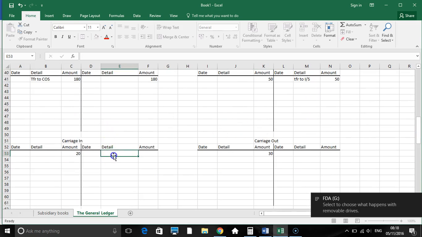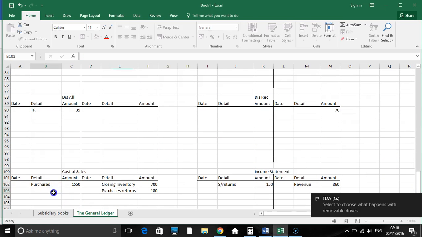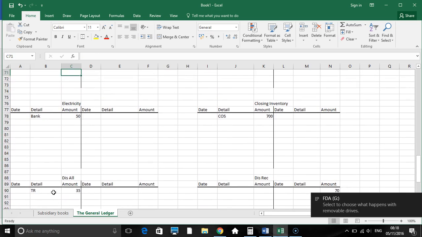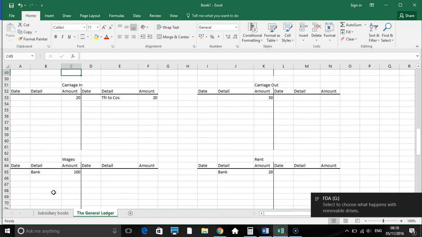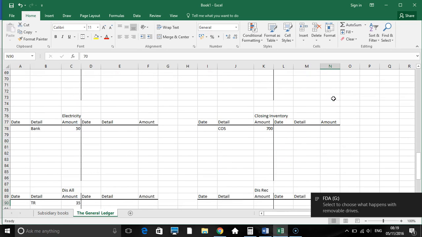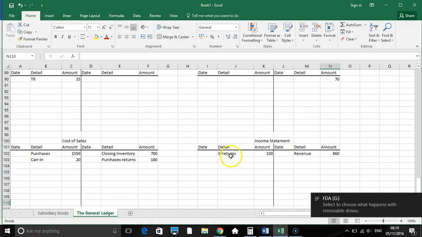Carriage inwards goes to the cost of sales account. 20. Carriage in. 20. Carriage out goes straight to the income statement. That is an expense on its own. 30. So debit carriage outwards. Sorry, credit carriage outwards because I'm taking it out of there and I'm putting it in the income statement. Debit carriage out. 30.